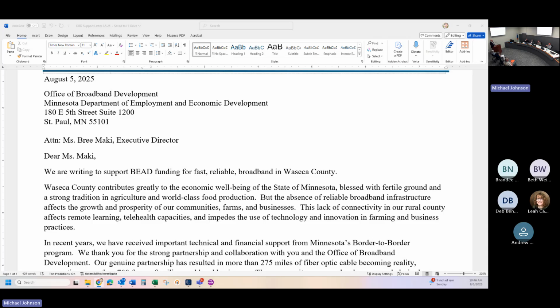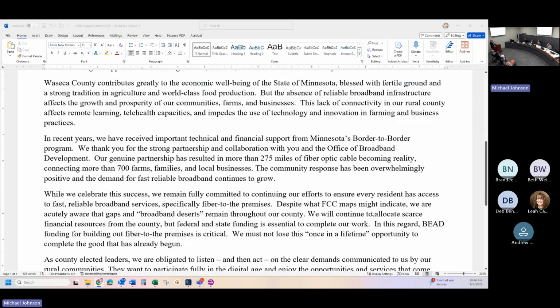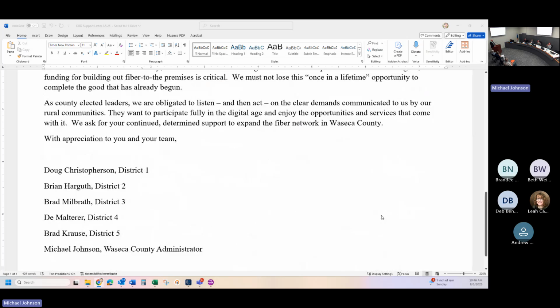And we're hopeful that by sending a letter like this with your names, it sends a clear message to the decision makers at St. Paul and in Washington that we're fiber friendly here in Waseca. Thanks.